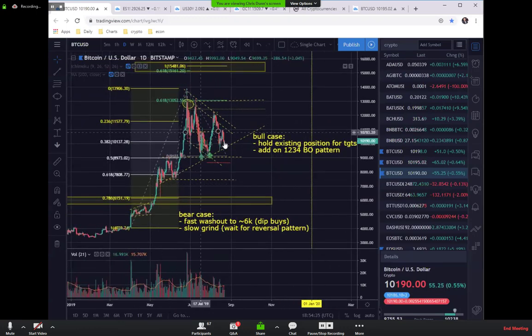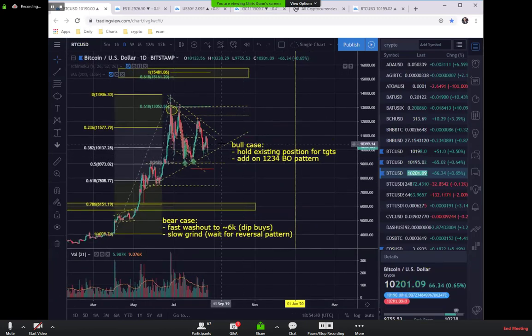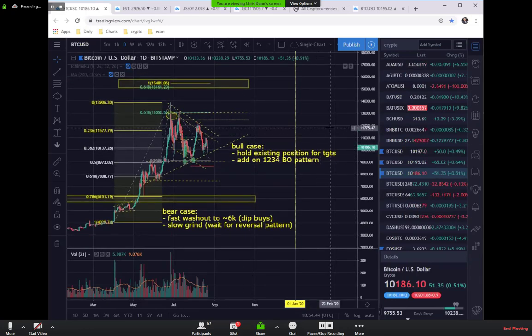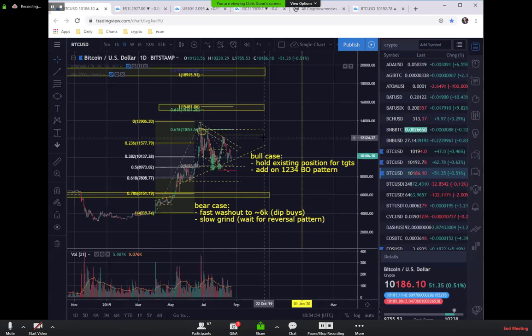Where the bull case, like say this holds up, 9K respects, then my plan is I'm going to hold the existing position for targets and then potentially even add on a 1, 2, 3, 4 breakout, right? So imagine if this turns into a multi-month ascending wedge and we start to squeeze back into 12 to 13K, I would actually entertain the idea of adding, potentially even doubling that position size on a breakout, looking for the 15 to 20K as the profit targets there.